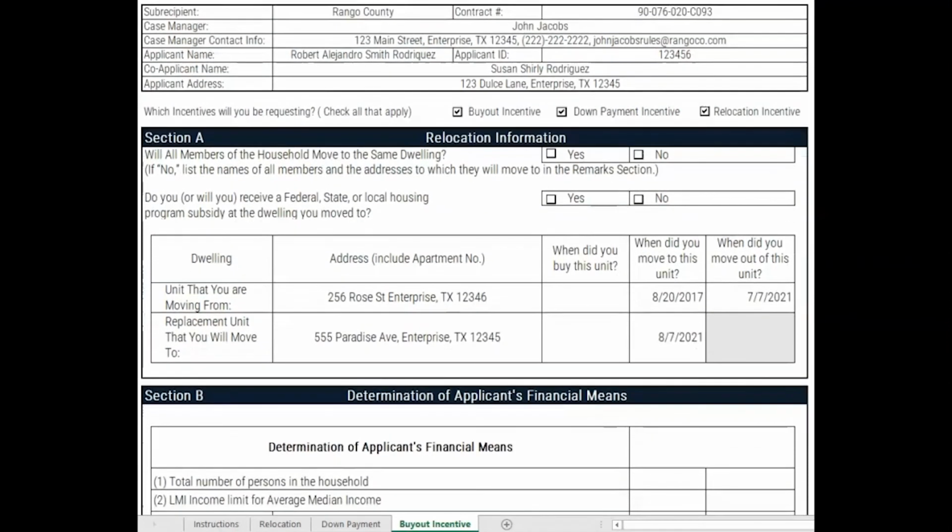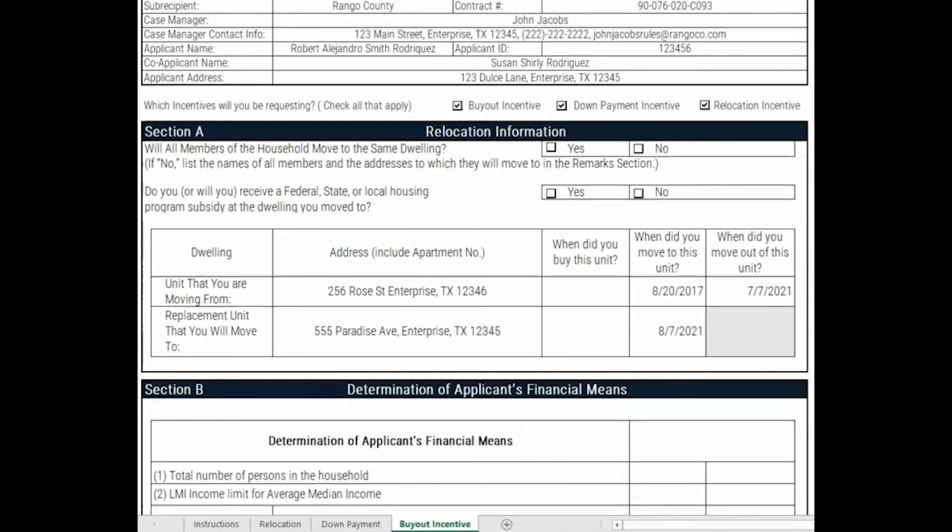Buyout Incentive Sheet Section A. In Section A of this document, applicants should input their relocation information. In the first row, the applicant should check off whether yes, all applicants will or have moved into the same dwelling, or no, household members will move to separate dwellings. If household members will move to different dwellings, applicants should list the names of all household members and the addresses they will move to in an attached sheet titled Remarks.